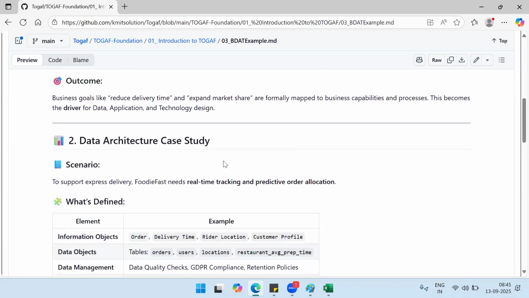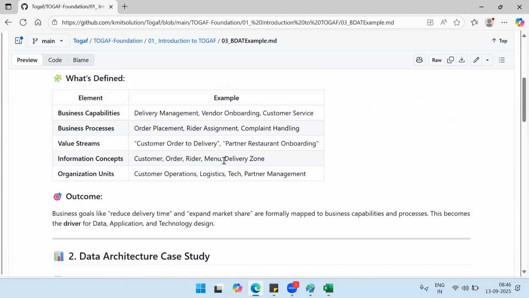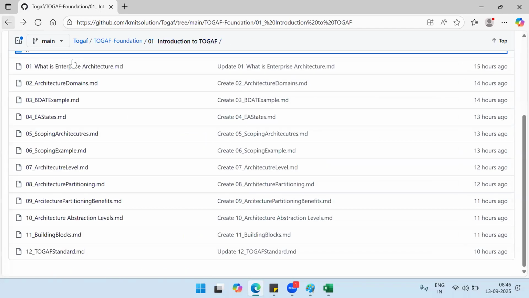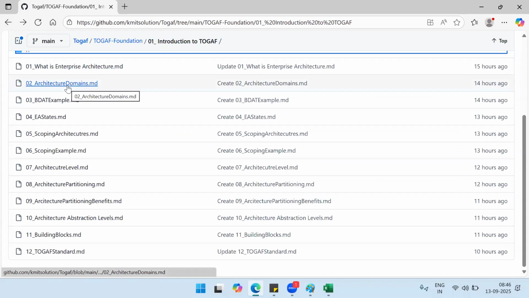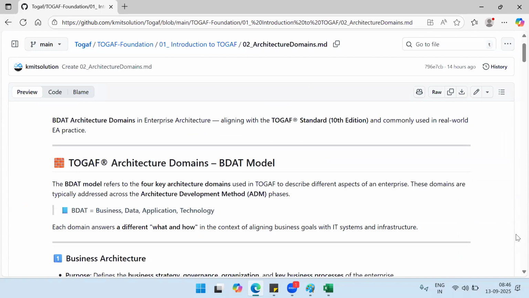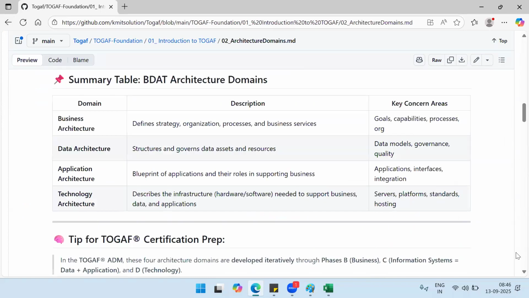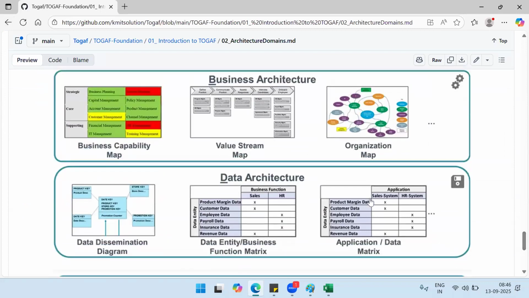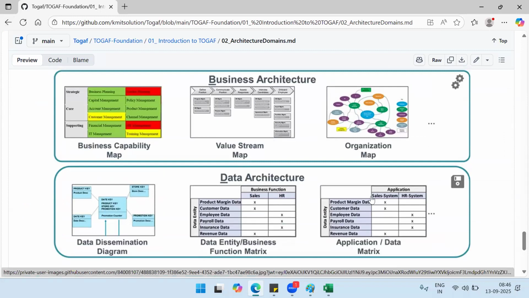Raman, I have a question here. Sorry, just going a bit back. So we saw four types of architecture: business, data, application, and technology. And then there were a couple of graphs presented in that, like the data dissemination diagram, business capabilities diagram, and all those. Is it more like a deliverable from enterprise architecture? This diagram you're talking about? Yeah, all these diagrams.